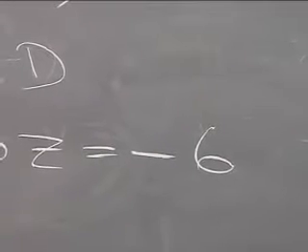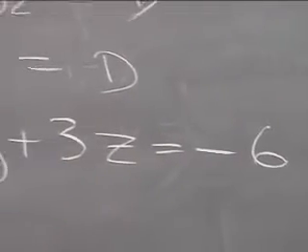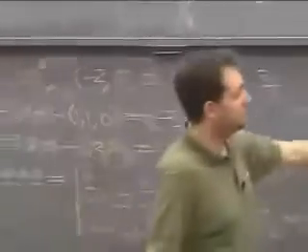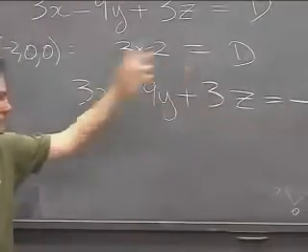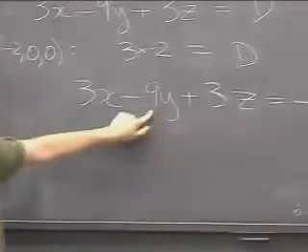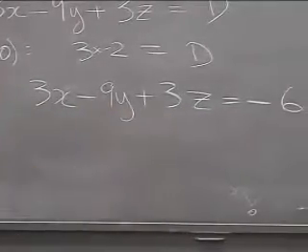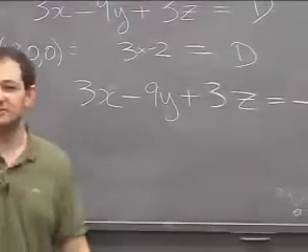Now, as a reality check, we put in minus 2, 0, 0. Let's try the other ones. If we put in 1, 1, 0, we get 3 minus 9 is negative 6. And if we put in 1, 2, 3, we get 3 minus 18 is minus 15, plus 9 is minus 6. Wow, it is the right equation. It goes through the 3 points.